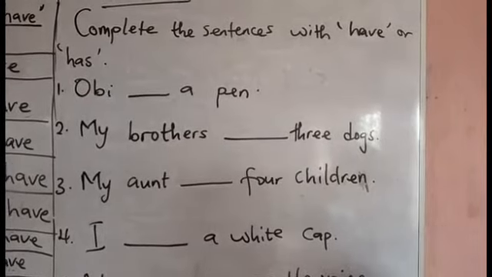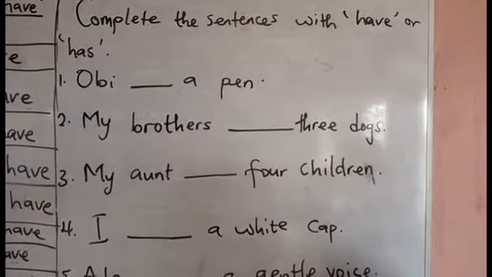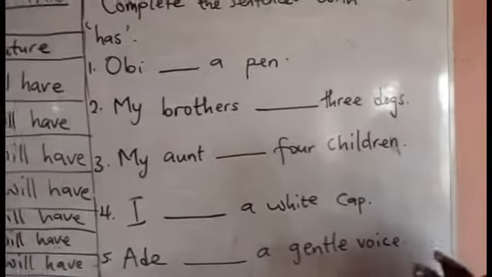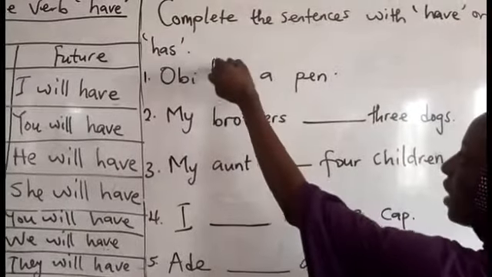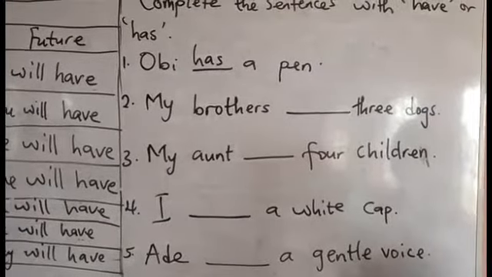Now we're going to try the first one. Obi dash a pen. Obi dash a pen. Now if you look at the table over there, we replace Obi with the proper pronoun, and we'll have what? He has, and the verb will be has. Obi has a pen.